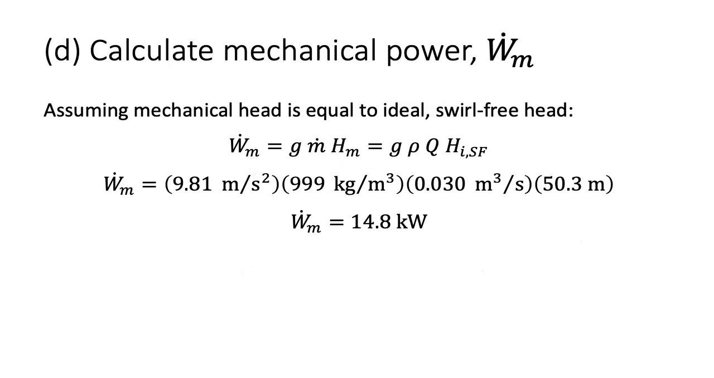For part D, calculate the mechanical power needed to turn the shaft to produce the ideal head given in part C. For this calculation, we will assume that the mechanical head is equal to the ideal swirl-free head. This implies that there are no losses between the torque supplied to the shaft and the power delivered to the fluid. Based on this assumption, we plug in our values to the equation used to convert from head to power to get 14.8 kilowatts, which is again large and is consistent with the large head that this pump is ideally producing.